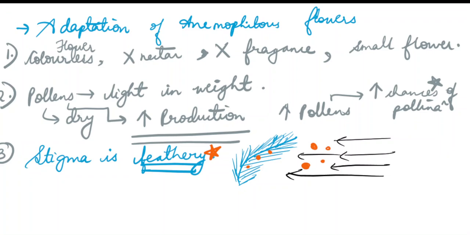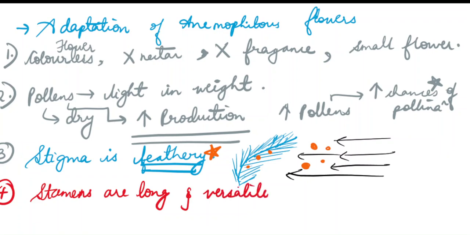And the stamens are very long and versatile. Now the fourth point, the stamens are long. How are the stamens? They are long and versatile. Now why are they long and versatile? I will explain. Suppose this is one flower. Here the stamens need to be very long, taller than the flower. They should be exposed outside. Now why should they be exposed outside?